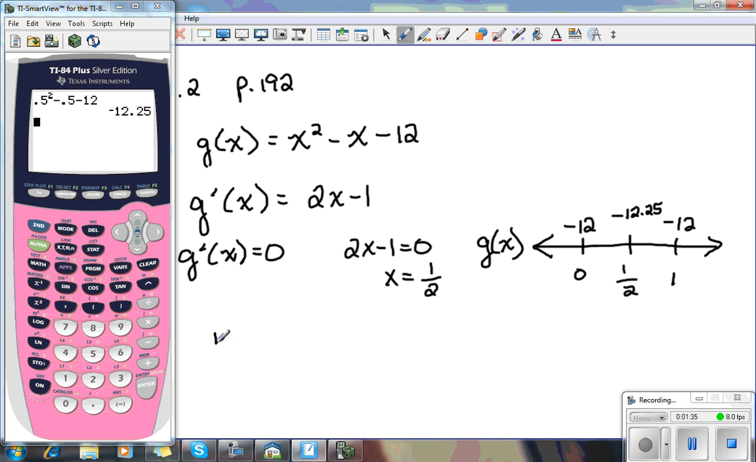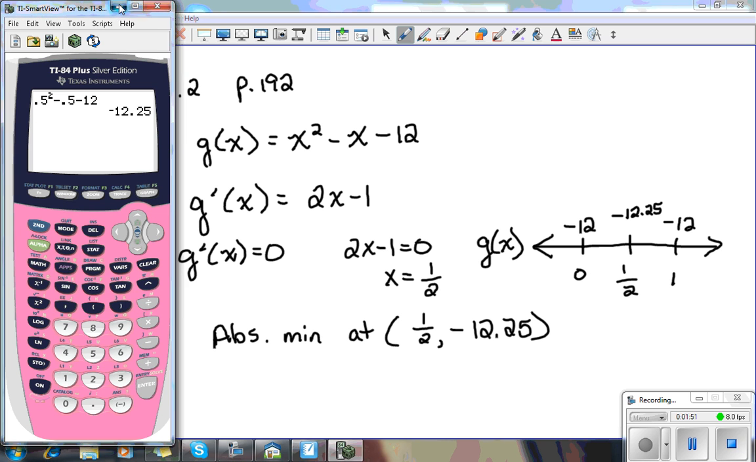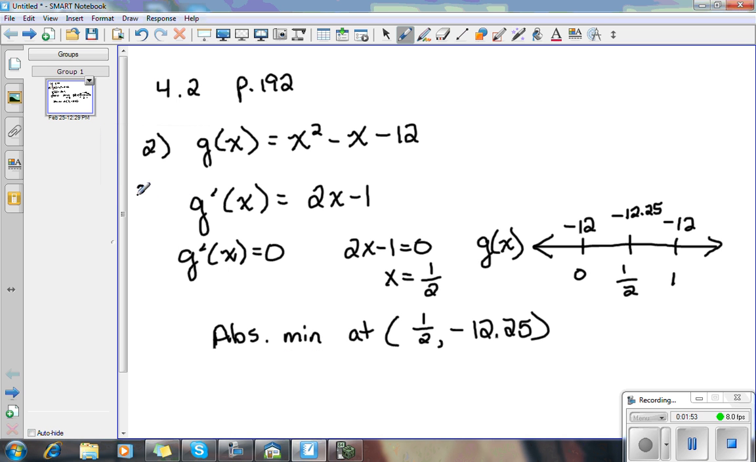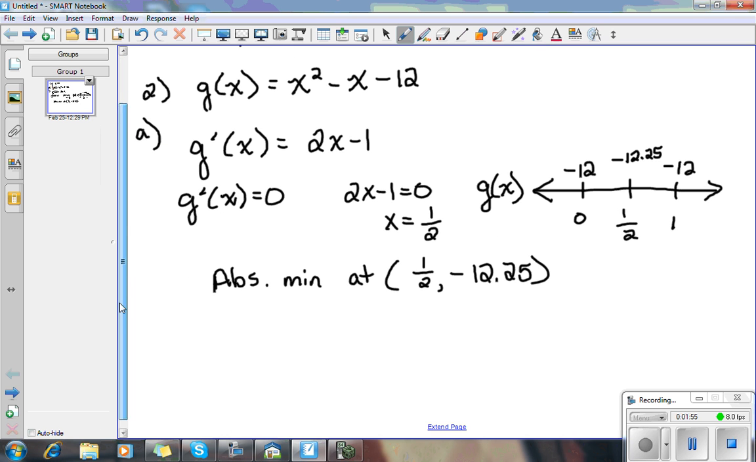So there's an absolute minimum at 1/2, negative 12.25. That's part A. Okay, now for part B.